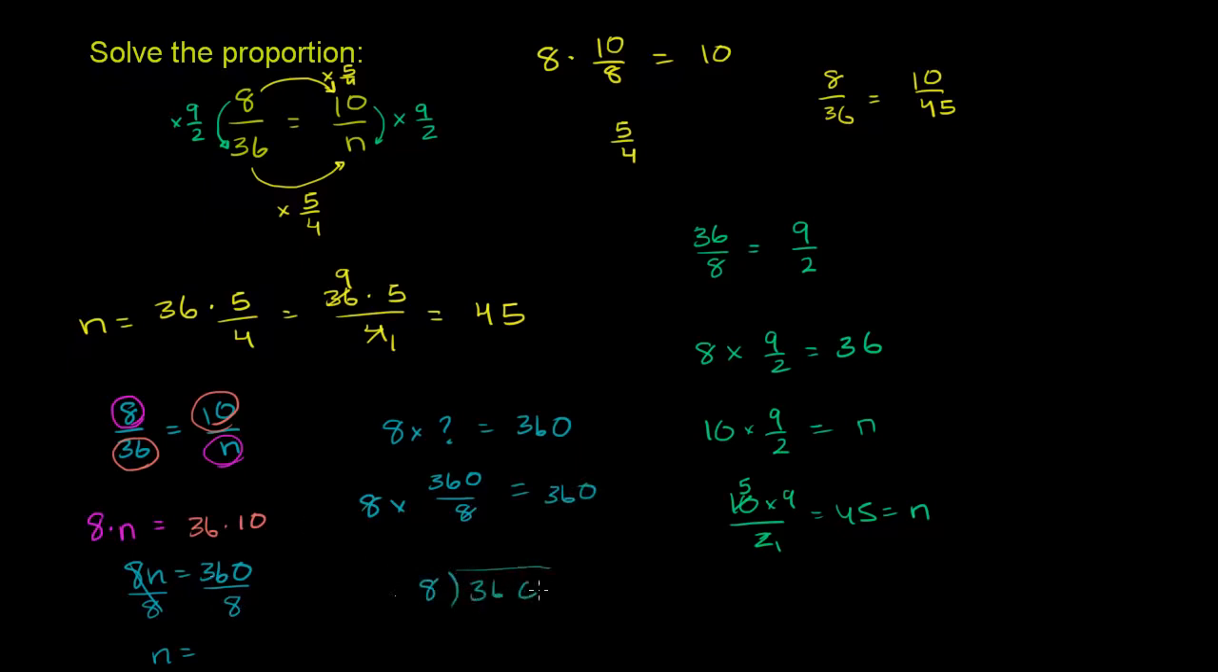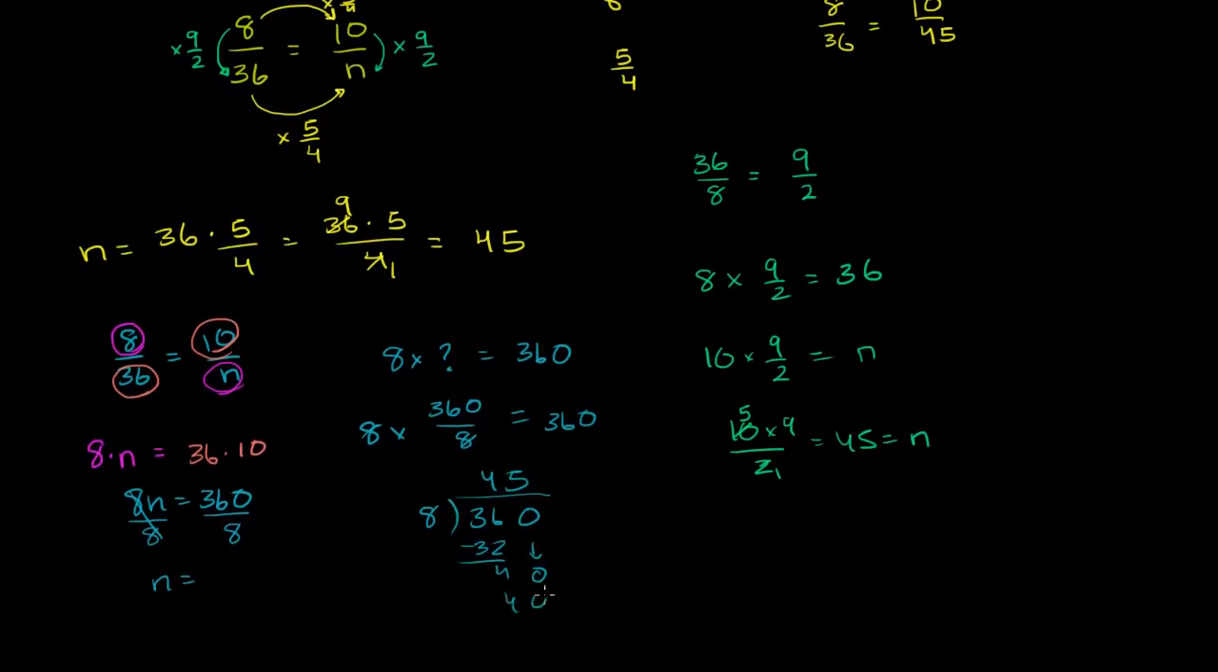8 goes into 36 4 times. 4 times 8 is 32. You have a remainder of 4. Bring down the 0. 8 goes into 40 5 times. 5 times 8 is 40, and then you have no remainder. And you're done. Once again, we got n is equal to 45.